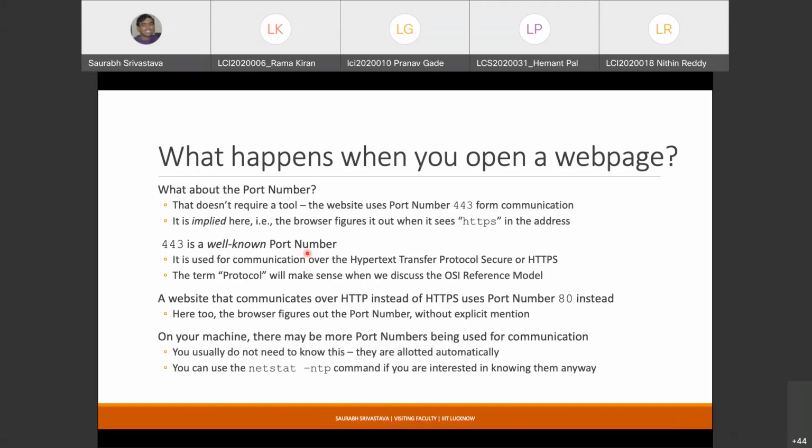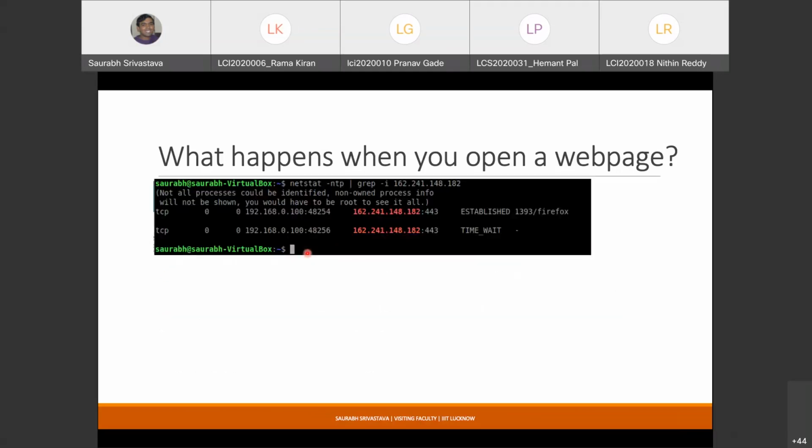And by the way, on your system, on your side of the communication, there will be many more ports opened, usually for communicating with the same domain. And if you want to know more about that, you can use the netstat command.